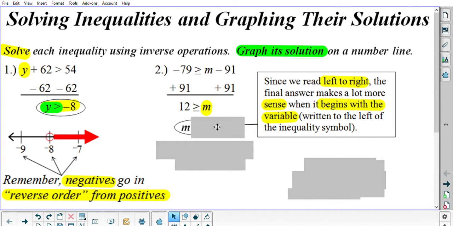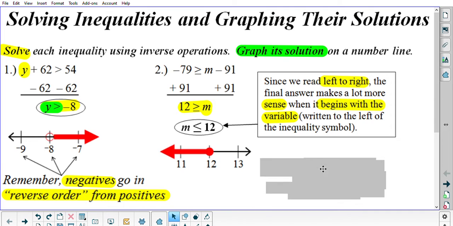So that way you can correctly interpret what this answer means. Here's what I'm trying to tell you. If 12 is greater than or equal to m, then that means that m is less than or equal to 12. And that is why your graph is shading to the left. Because if m is less than or equal to 12, then that would be numbers like 11 or 10 or 9 and so on to the left of the 12.